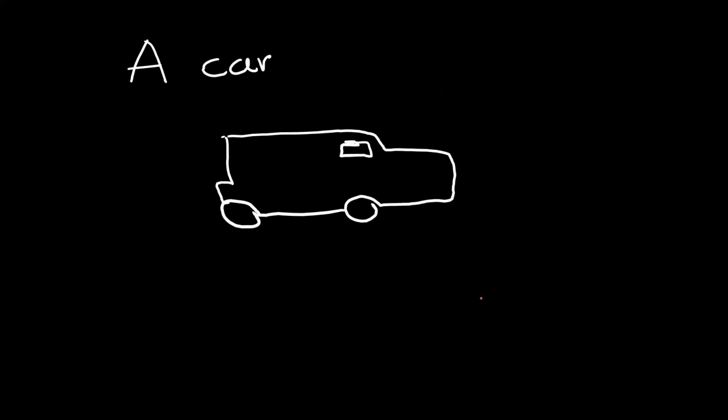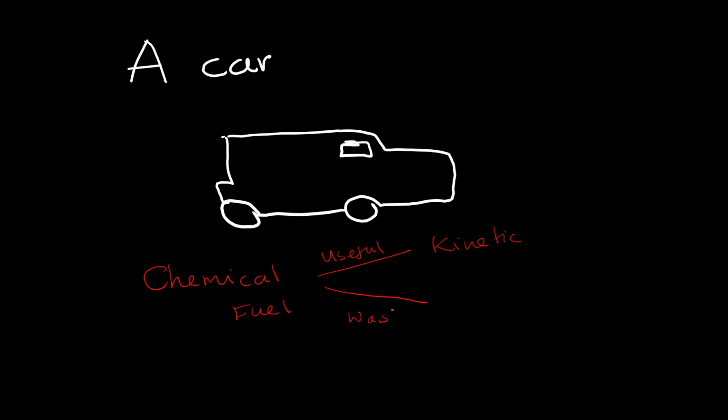A car, okay, so it goes from chemical, from the fuel. So useful would be kinetic, for it to move. Think about, we're saying lights for light, that's from the batteries, that's a little bit different. So kinetic, and then wasted would be thermal and sound. It definitely gets very hot.